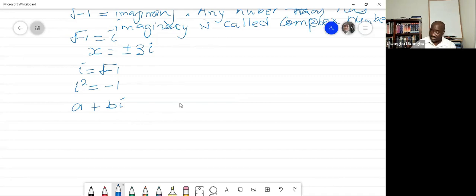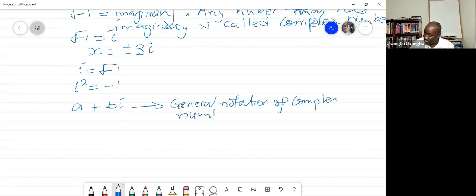So this is the general notation of a complex number. Now let's give an example of this. A complex number, look at this one. This can actually be 0 plus 3i and 0 minus 3i, which is still the same format, plus or minus.